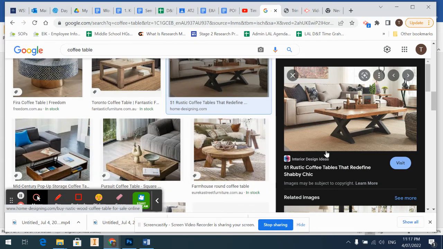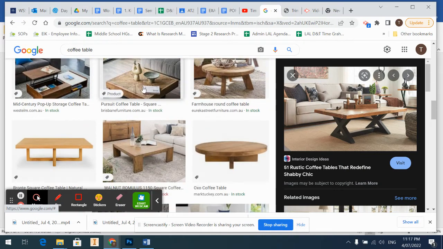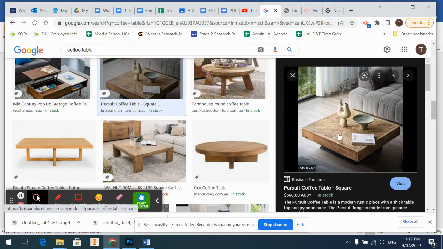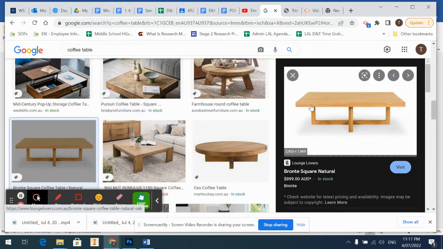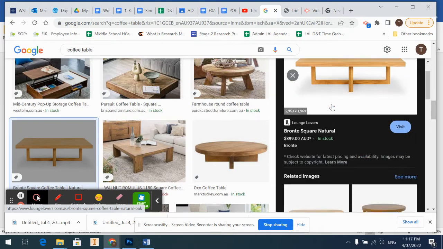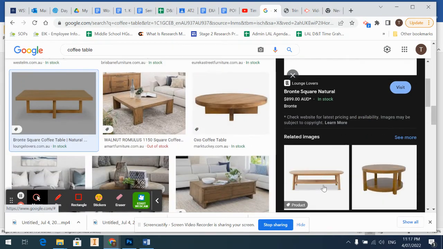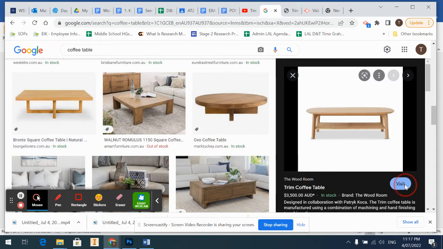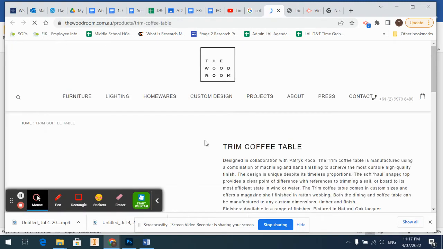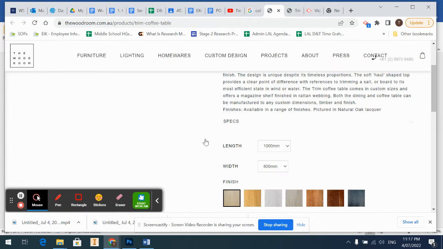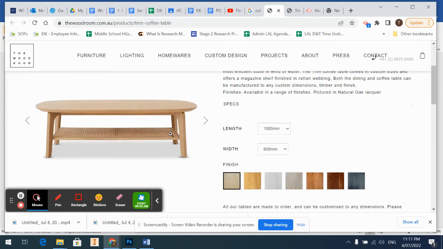Okay, you could talk about this one here. We have a herringbone pattern on the top. We have a thick outer edging. This one here, we've got lower rails again. We have another thick, solid top. But if you go into them and go to the website, you can usually get lots of the information. So let's have a look at this one.